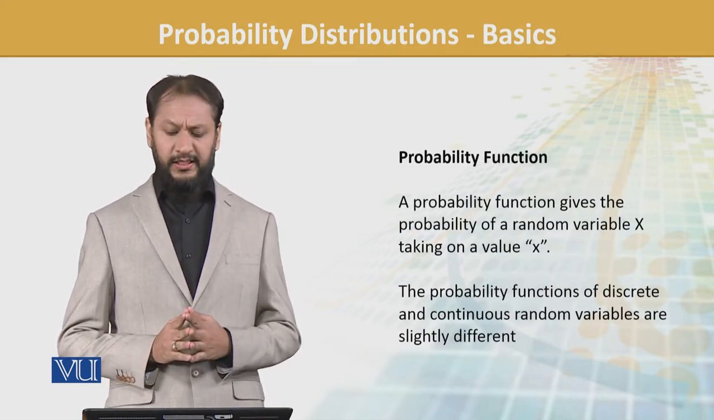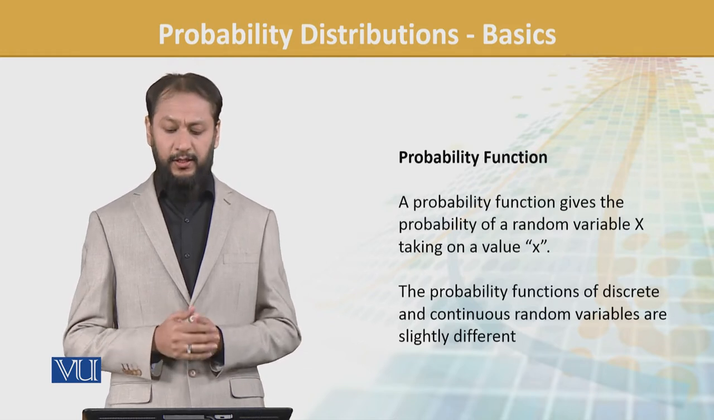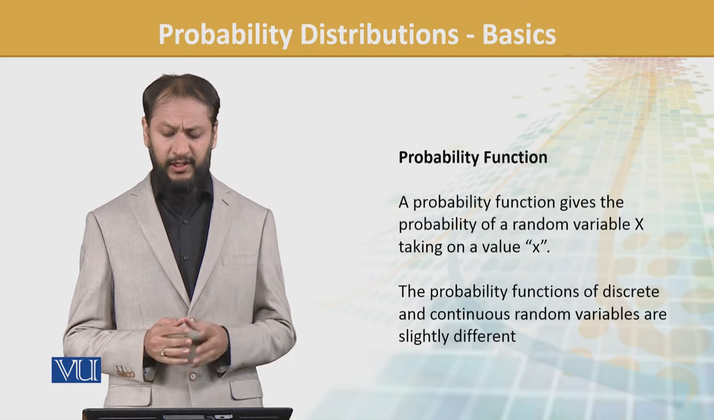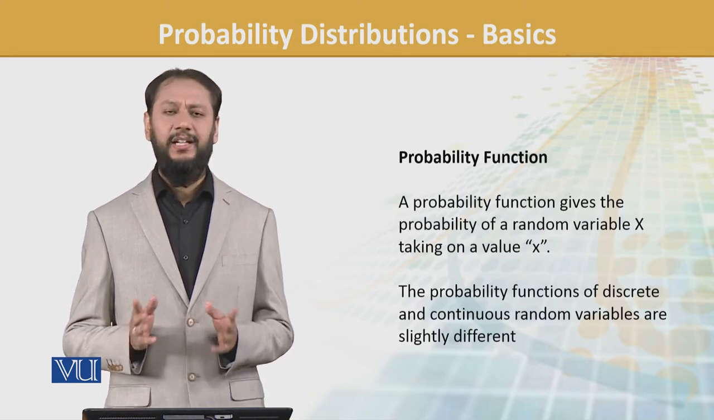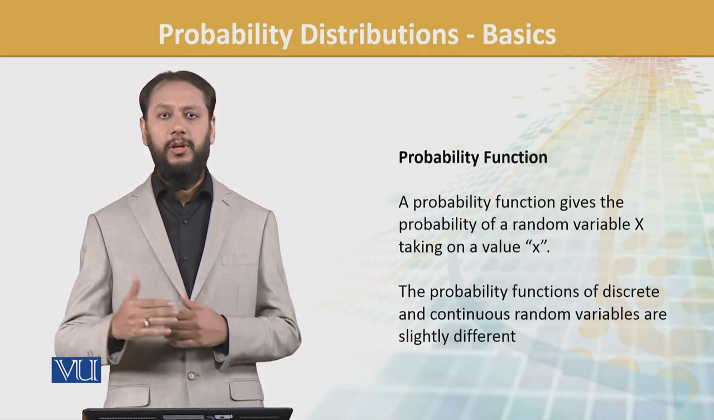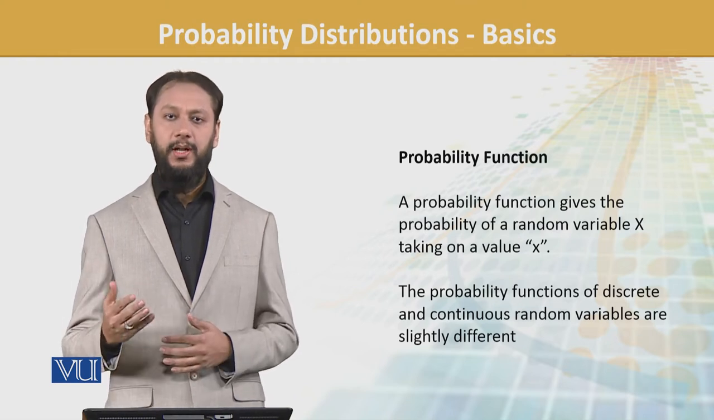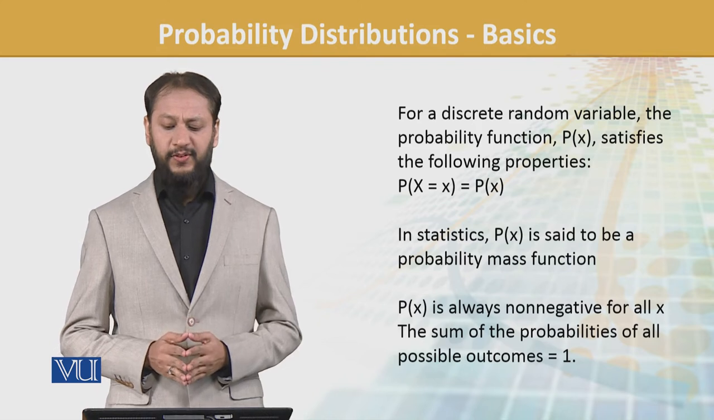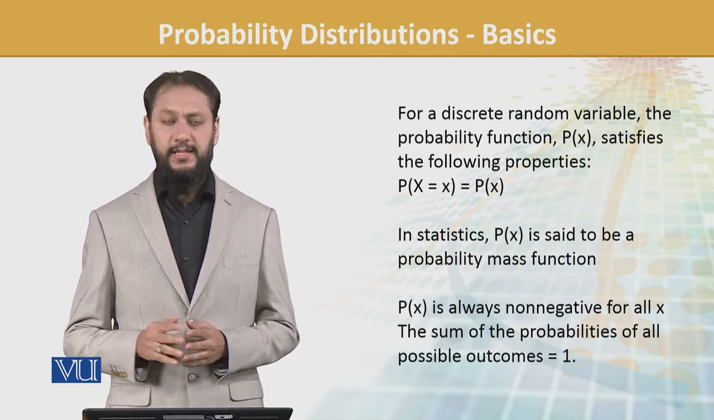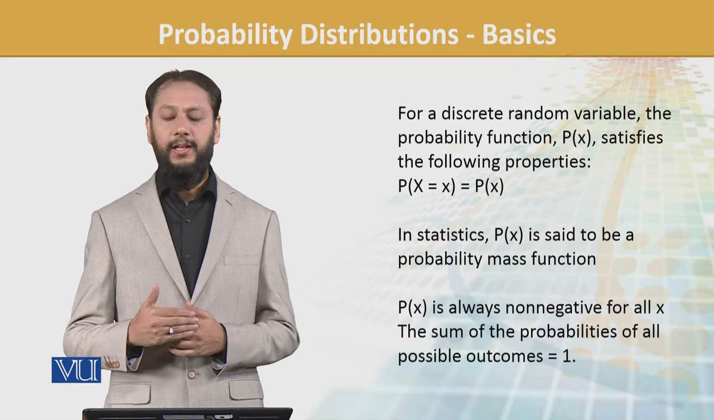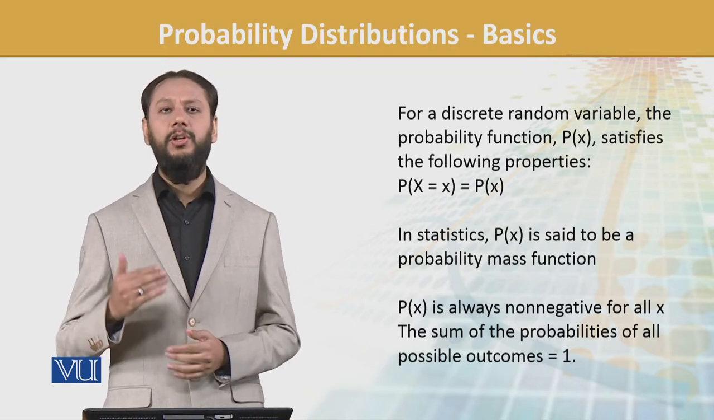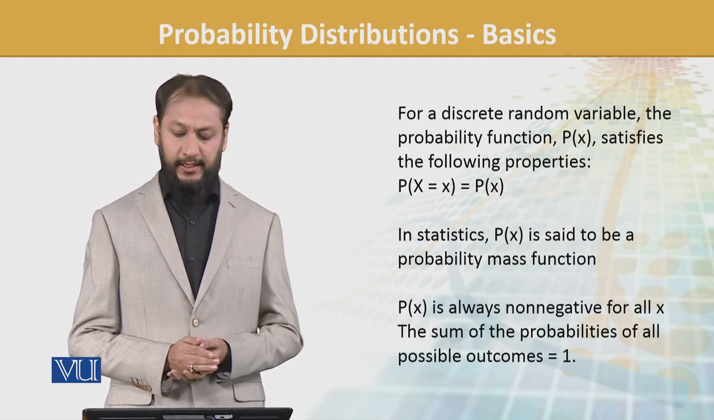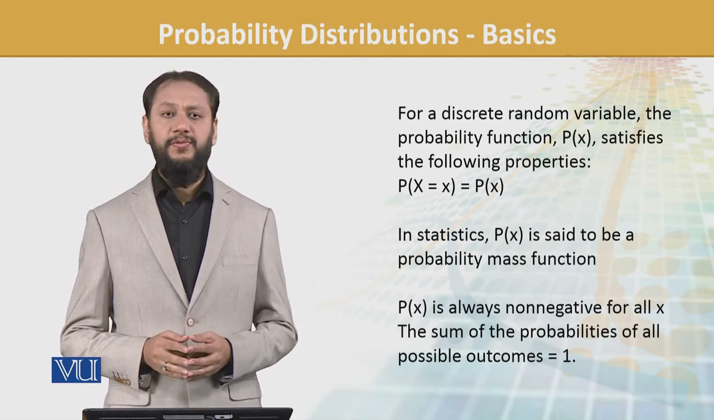Probability function. The probability function gives the probability of random variable X taking a given value, that is, what probability can be achieved. The probability functions of discrete and continuous variables are slightly different, and their mechanism is also a bit different because the logic differs. For a discrete random variable, the probability function satisfies the following. The probability of X, where the outcome values are denoted simply by X, because there are a number of possible outcomes that can come to us. P(x) is said to be the probability mass function.